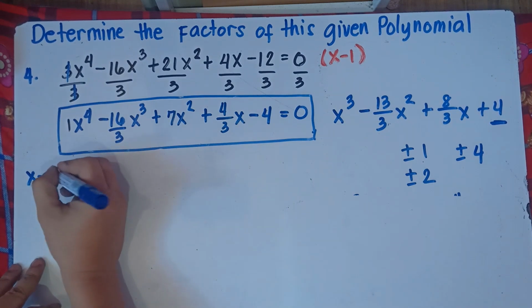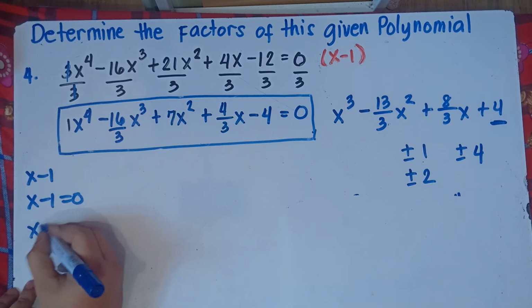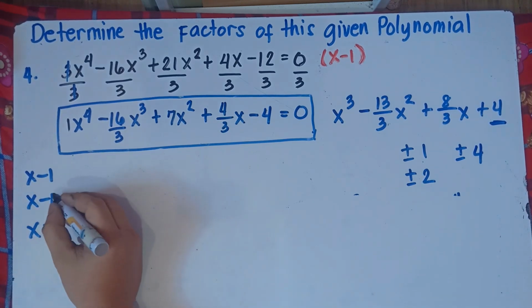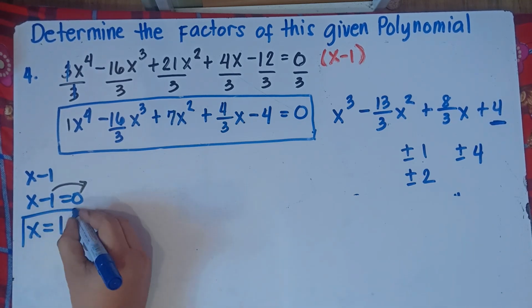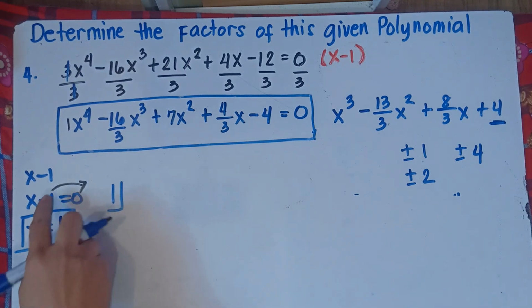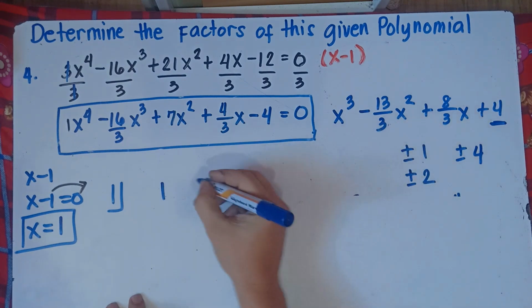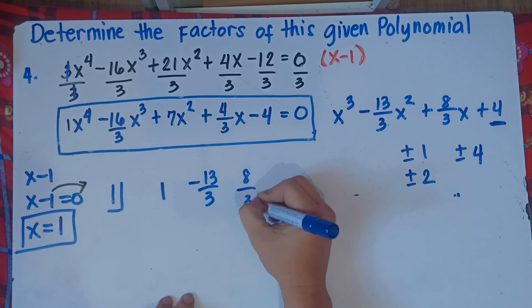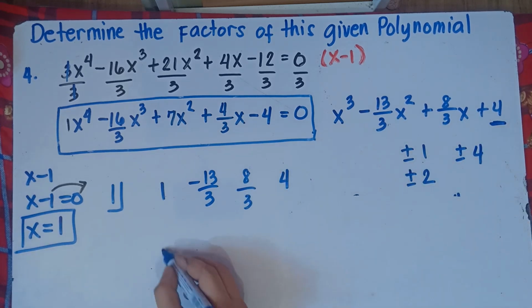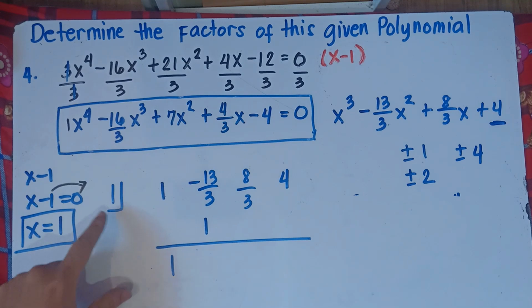So x minus 1 equals 0. To get the value of x, you transpose negative 1 from left to right. This is negative, it will be positive 1. So let's use positive 1 for x minus 1. So this will be 1, then negative 13 over 3, 8 over 3, then positive 4. Alright, then you bring down 1. Then you multiply. 1 times 1 is 1.